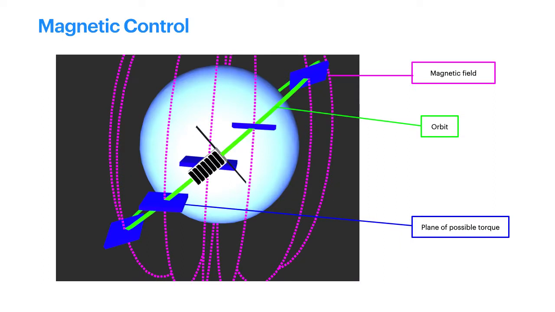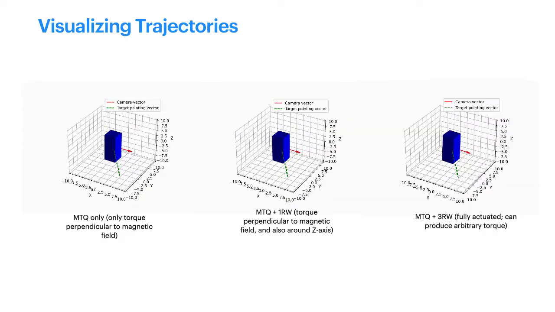Magnetically actuated satellites use magnetic coils that torque against Earth's magnetic field. The torque produced is restricted to the plane perpendicular to the magnetic field, which varies over time as the satellite orbits. I considered three sets of satellite dynamics.